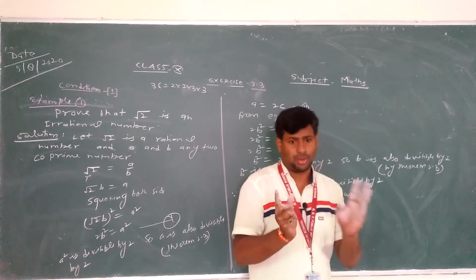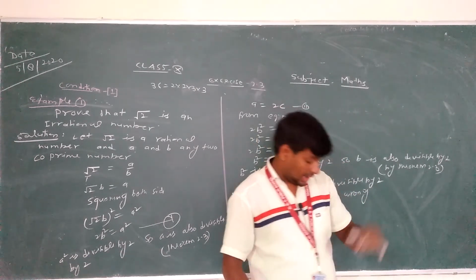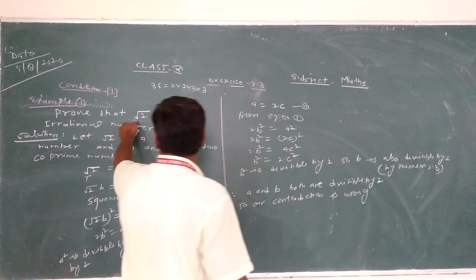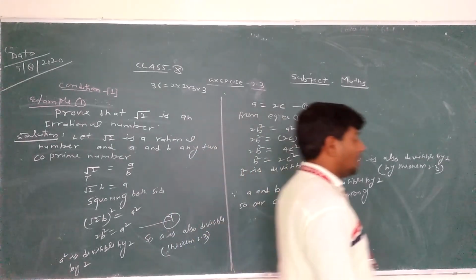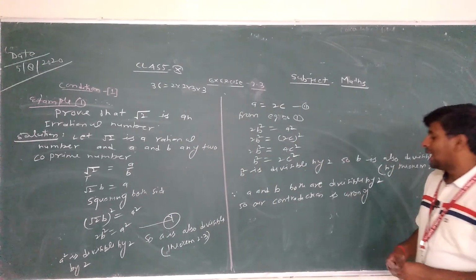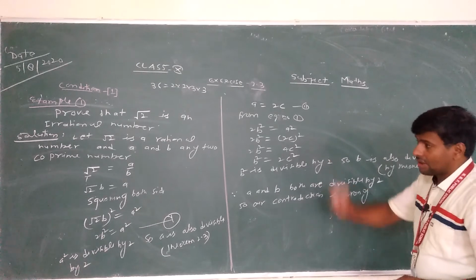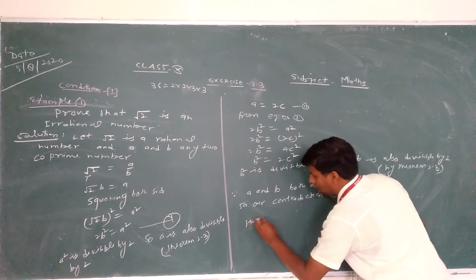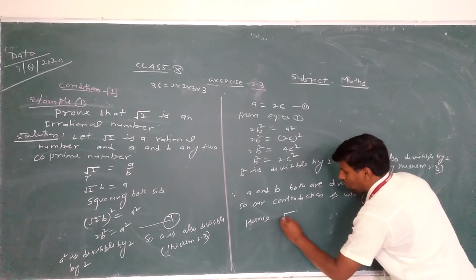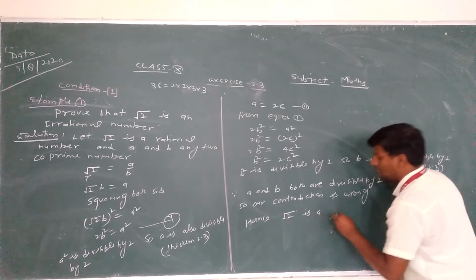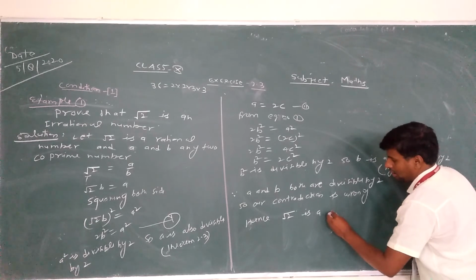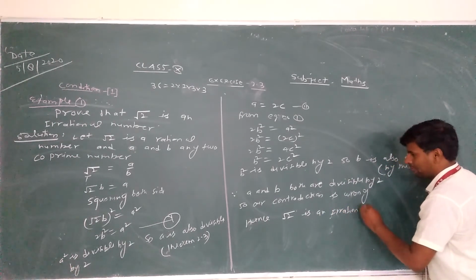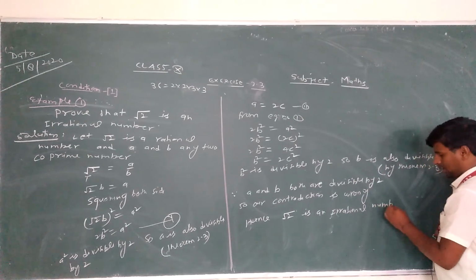any real number has two conditions, rational or irrational. If this contradiction is wrong, what is the contradiction? That this number is rational. So this number cannot be rational. So hence you can write down here, root of 2 is an irrational number.